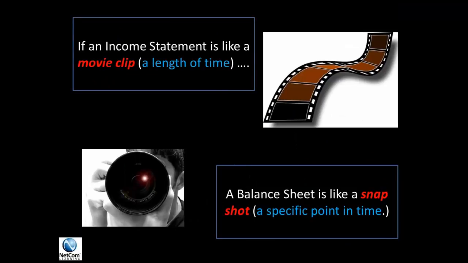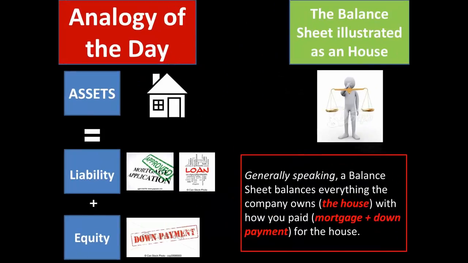If an income statement is like a movie clip, as we explained in our last financial webinar, a balance sheet is like a snapshot for a specific point in time. The analogy that we're going to use for the balance sheet is a house, a home. If you purchase a $1 million home, you may borrow $800,000 from the bank and put $200,000 down as a down payment. I would like you to envision the entire balance sheet as the home, as the asset. The liability part of the balance sheet is the loan, the mortgage amount, and the equity might be analogous to the down payment.